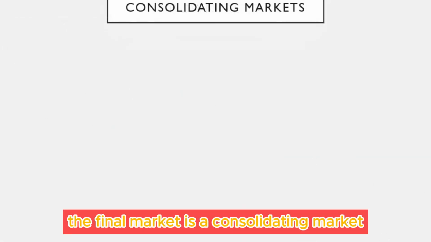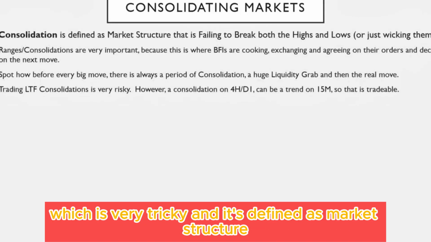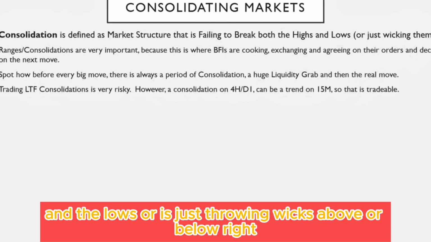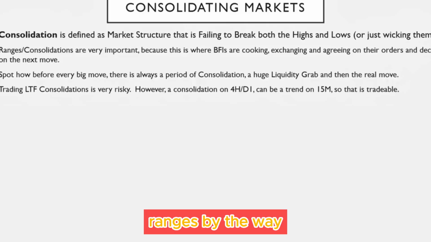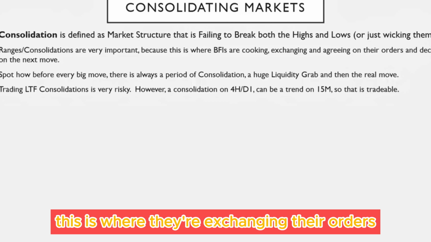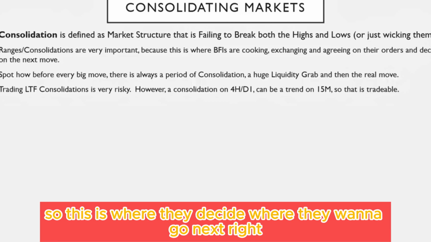The final market is a consolidating market, which is very tricky, and it's defined as market structure that is failing to break both the highs and the lows, or is just throwing wicks above or below, right? Ranges, by the way, are very important because this is where the big financial institutions are cooking. This is where they're exchanging their orders and agreeing to potentially move the market, right? So this is where they decide where they want to go next, all right?